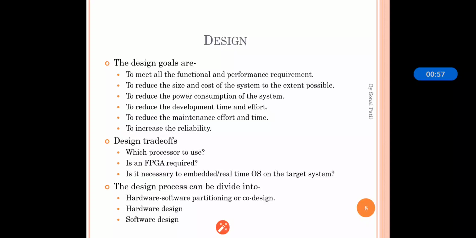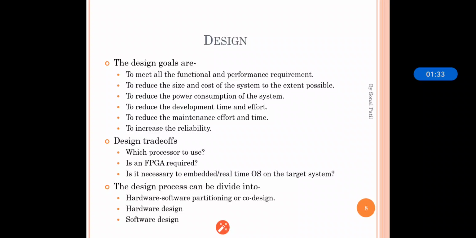The design goals are to meet all the functional and performance requirements. Functionality and performance are the most important parts of any embedded system. So the first design goal is that it should meet all the functional and performance requirements. Each and every embedded system has its own unique and different functional and performance requirements. According to that particular system, it should meet those requirements, and reduce the size and cost of the system to the extent possible.